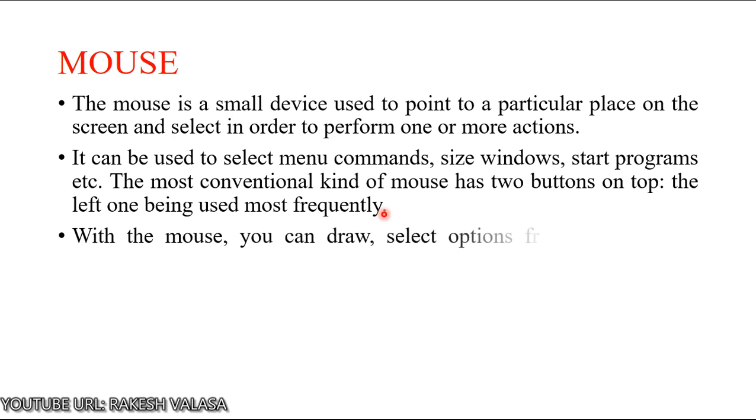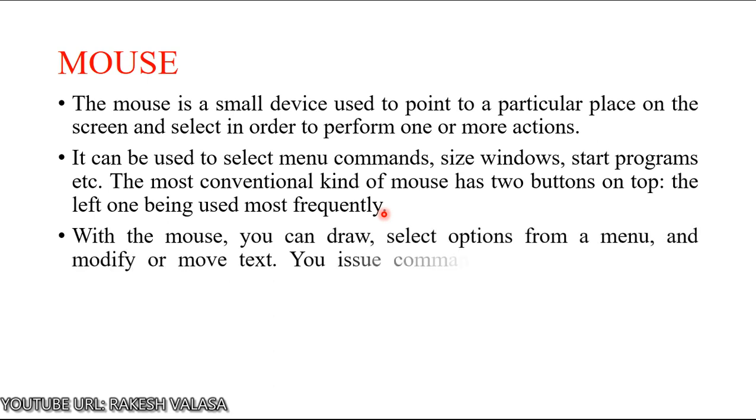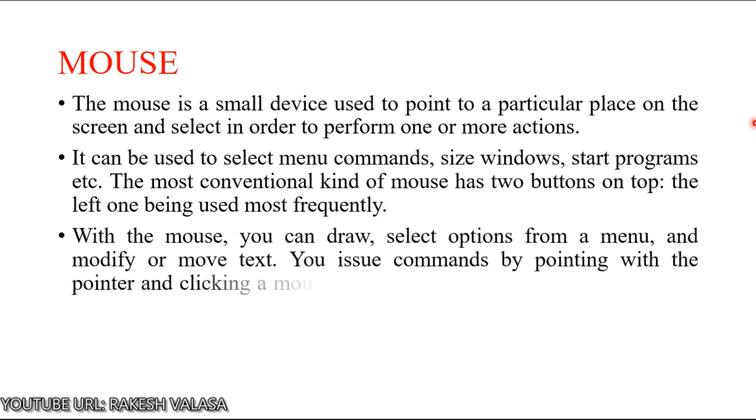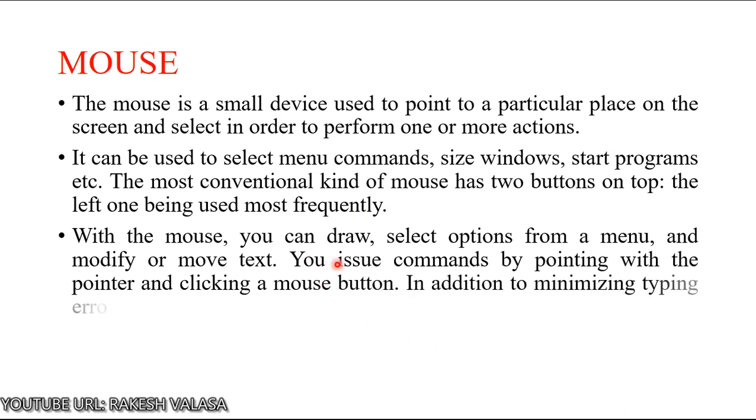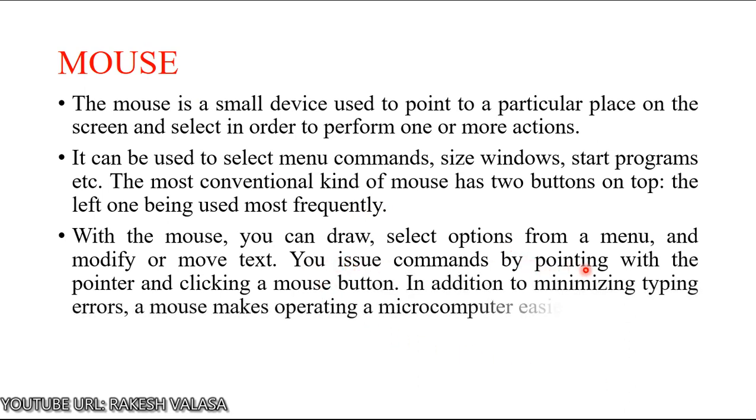With the mouse, you can draw, select an option from a menu, and modify or move text. You issue commands by pointing with the pointer and clicking a mouse button. In addition to minimizing typing errors, a mouse makes operating a microcomputer easier for beginners.